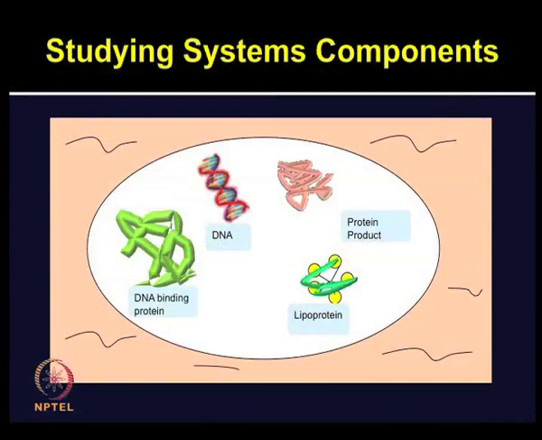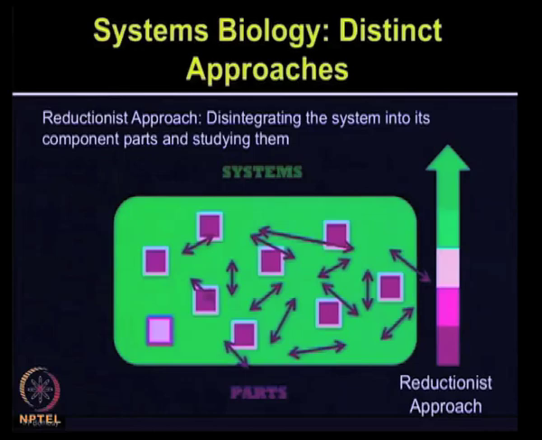Systems biology and biological network modeling aims to understand the system's structure and function for better understanding of system properties like its robustness, as well as for the prediction of system behavior in response to perturbations. The reductionist approach involves disintegrating the system into its component parts and studying them, whereas the integrative approach involves integrating the study of individual components to form conclusions about the system.